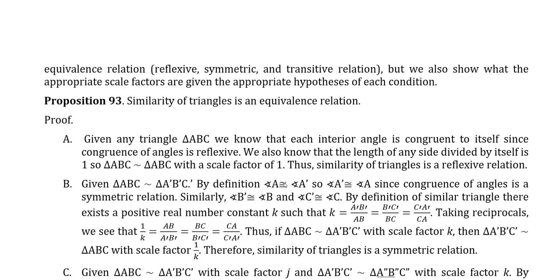So here we go. Similarity of triangles is an equivalence relation. So we'll prove that. First thing is, given any triangle ABC, we know that each interior angle is congruent to itself, since congruence of angles is reflexive.